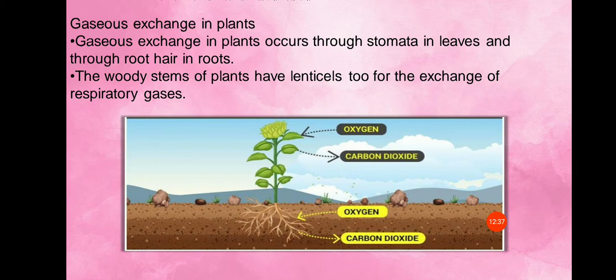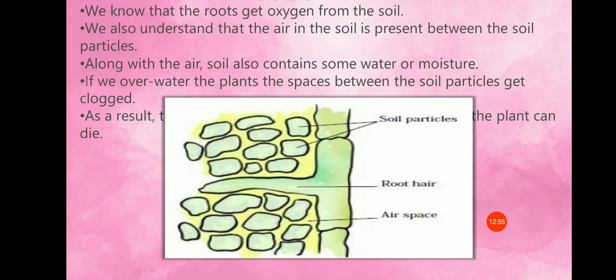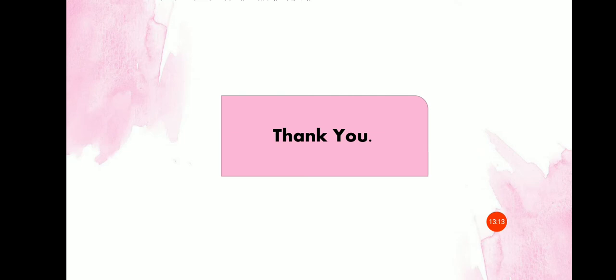We are taking oxygen and removing carbon dioxide, while plants take carbon dioxide and give us oxygen. As it is, how exchange of gases takes place through plant roots is already shown over here. See the soil particles, root hair, and how the air space is between them.